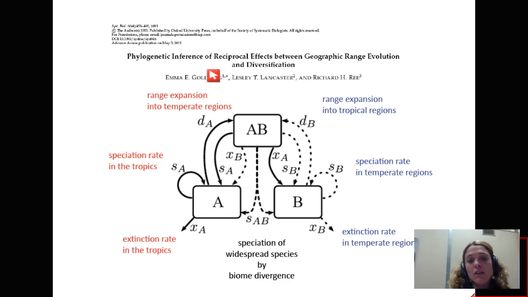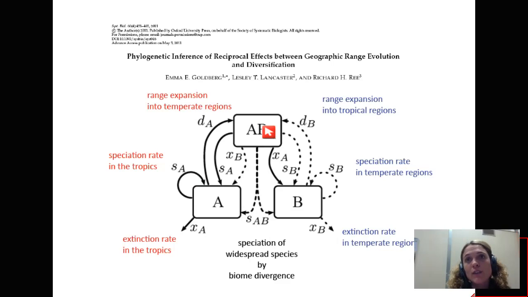Or there can be a speciation event, and the new species can occur in only one of the biomes. That would be one more species added to the tropical biome. Or finally, the widespread species can speciate by biome divergence, and so that would give one species present in the tropical biome and one species present in the temperate biome. And still the same principle.